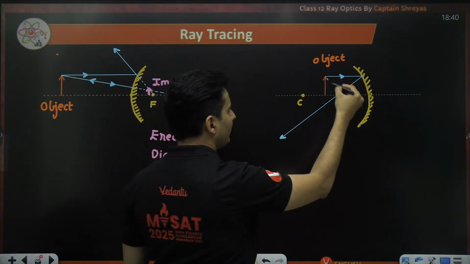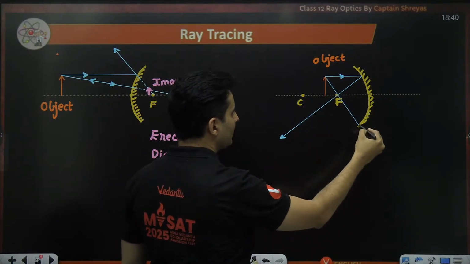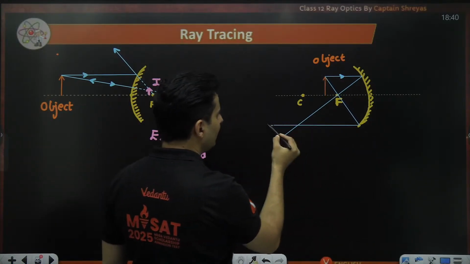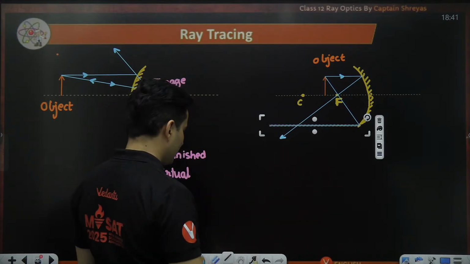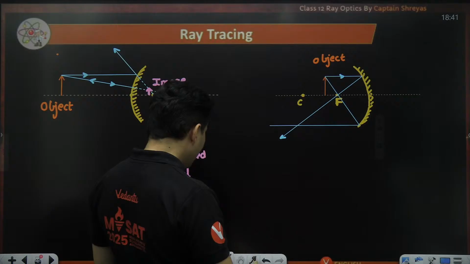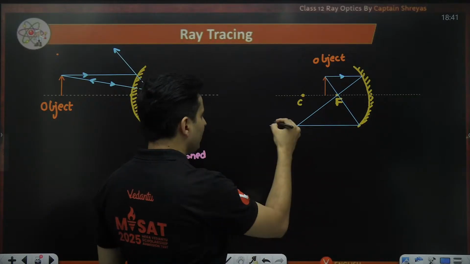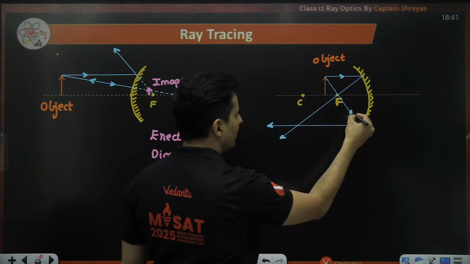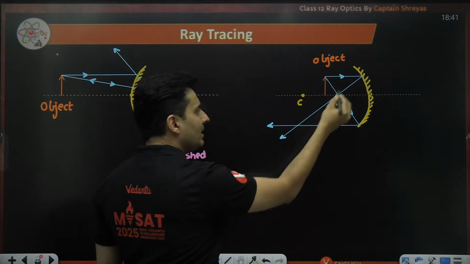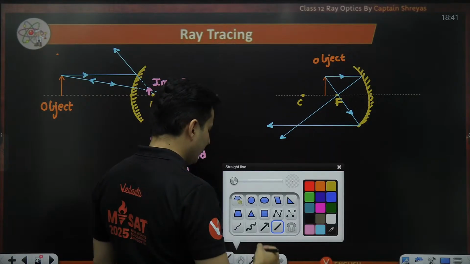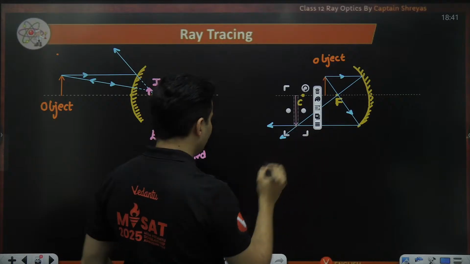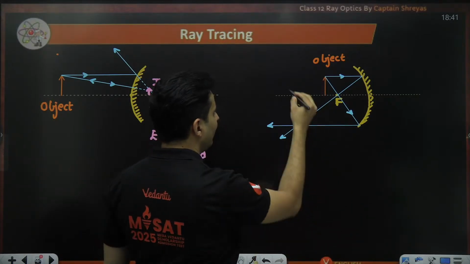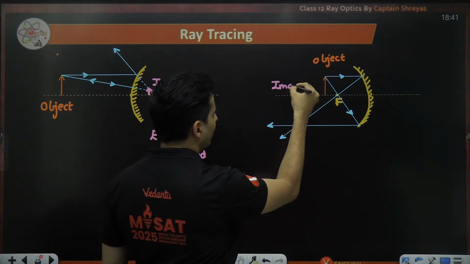That is also there. If a ray passes through the focus, then after reflection, it will become parallel to the principal axis somewhere over here. Perfect. And then you can see it is going like this over here. You can see these rays are meeting somewhere here. So I think that is the location where my final image will be formed.